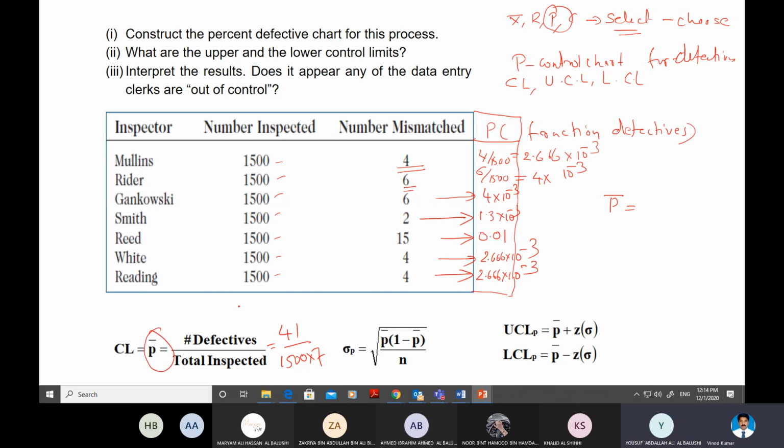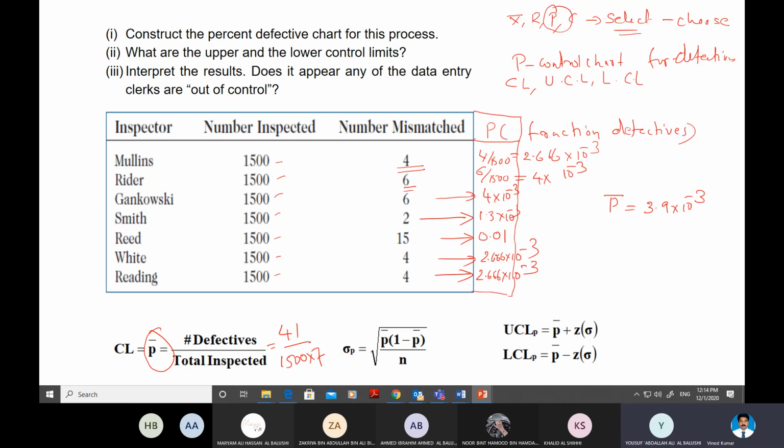This is the mean, the average. It is the same, 41. Why did I write 1,500 into 7? Because the total inspected is 1,500 plus 1,500 and so on, so I just multiplied that. How much is the value? 3.9 times 10 to the power minus 3. Yes, very good. So we got P bar.